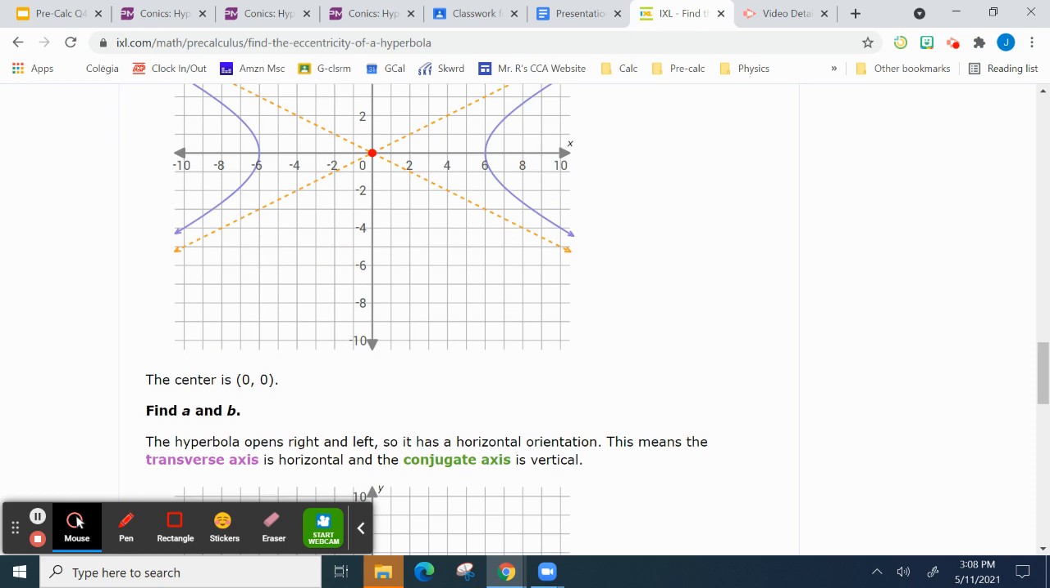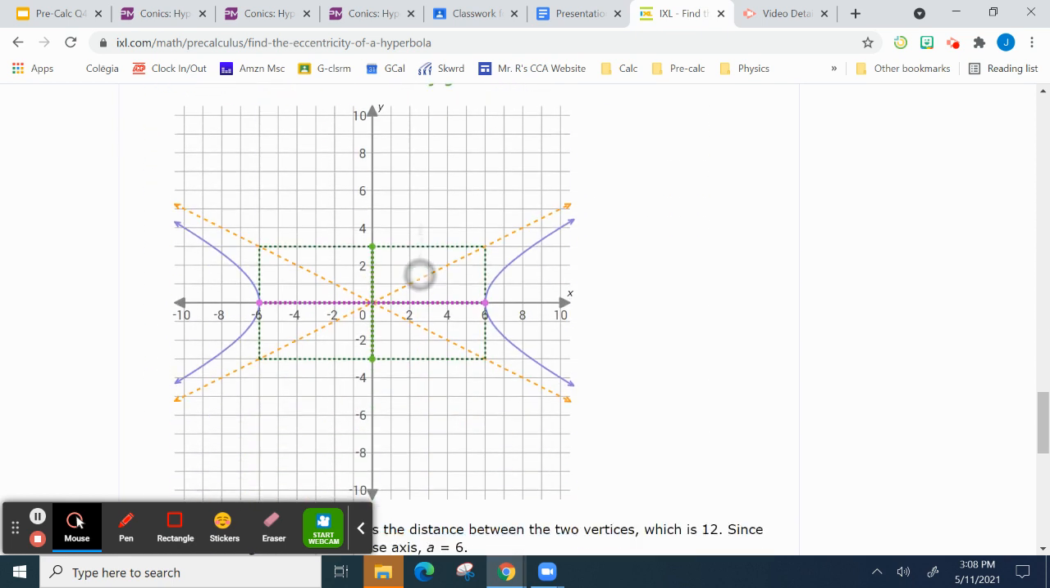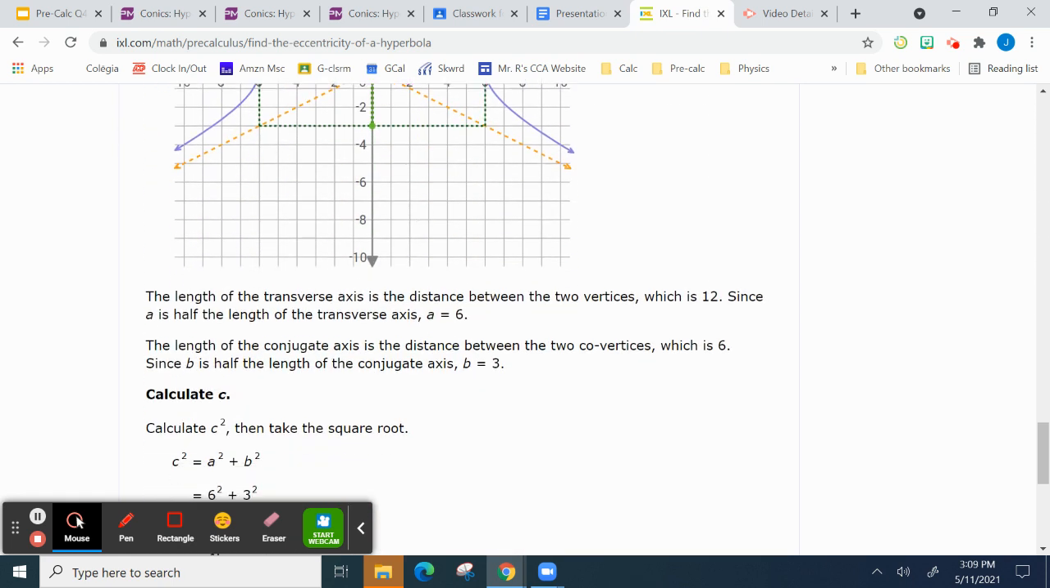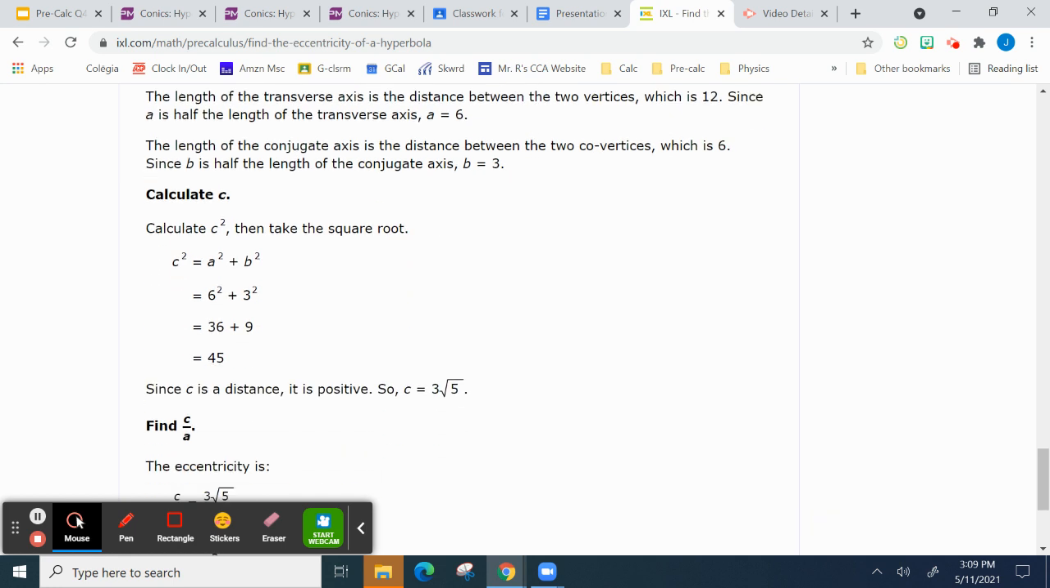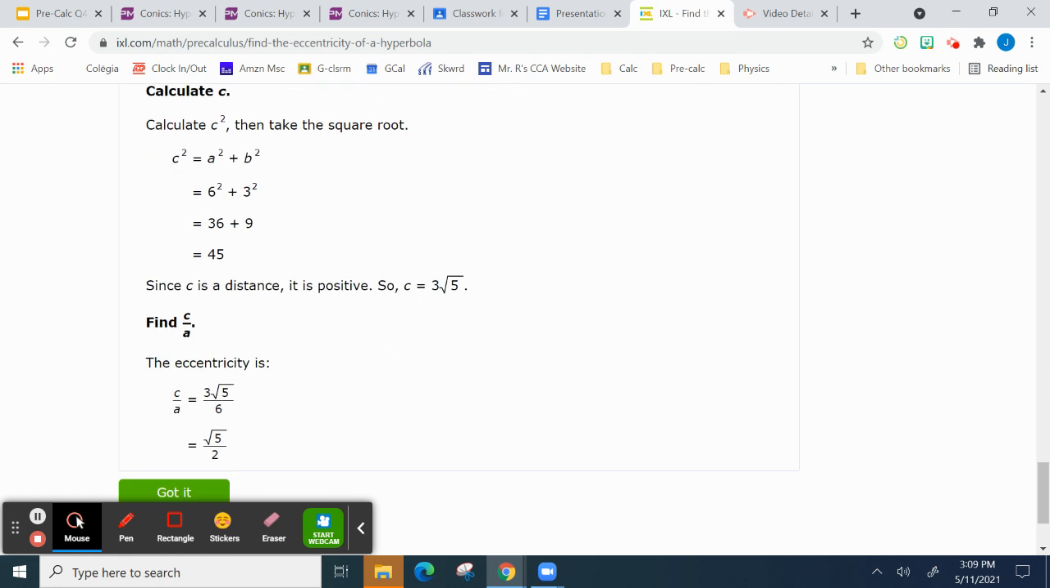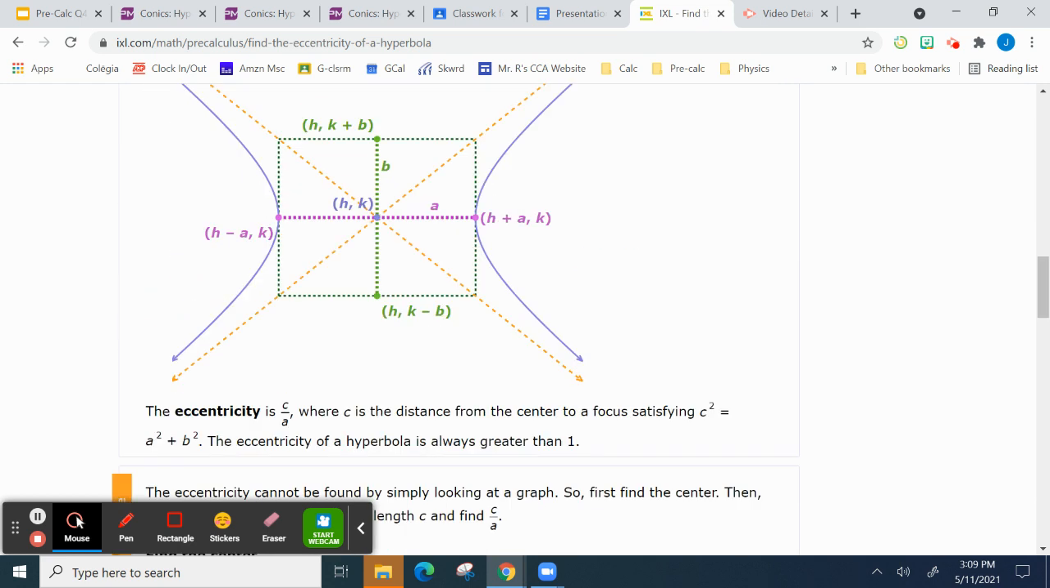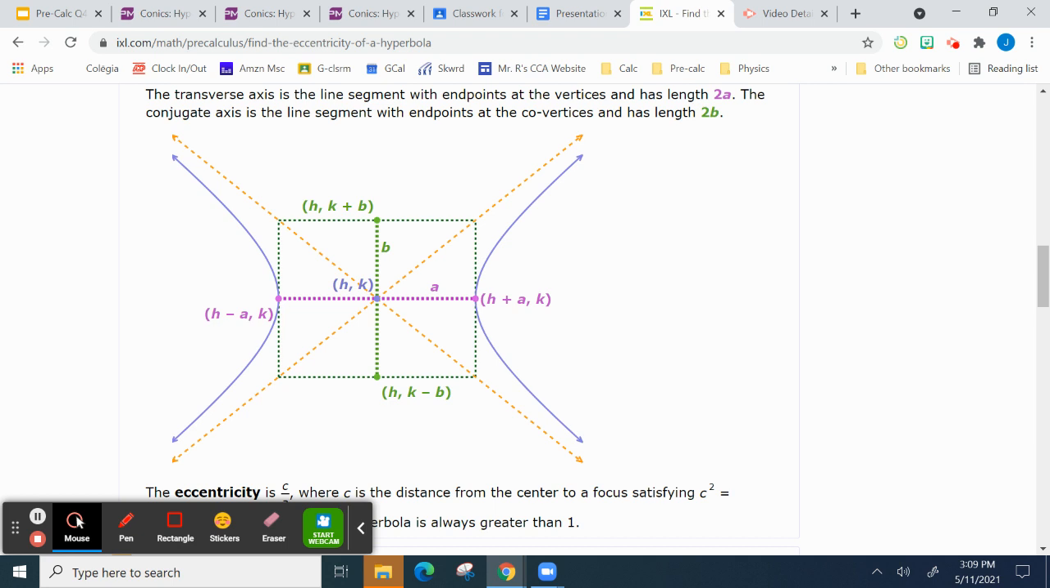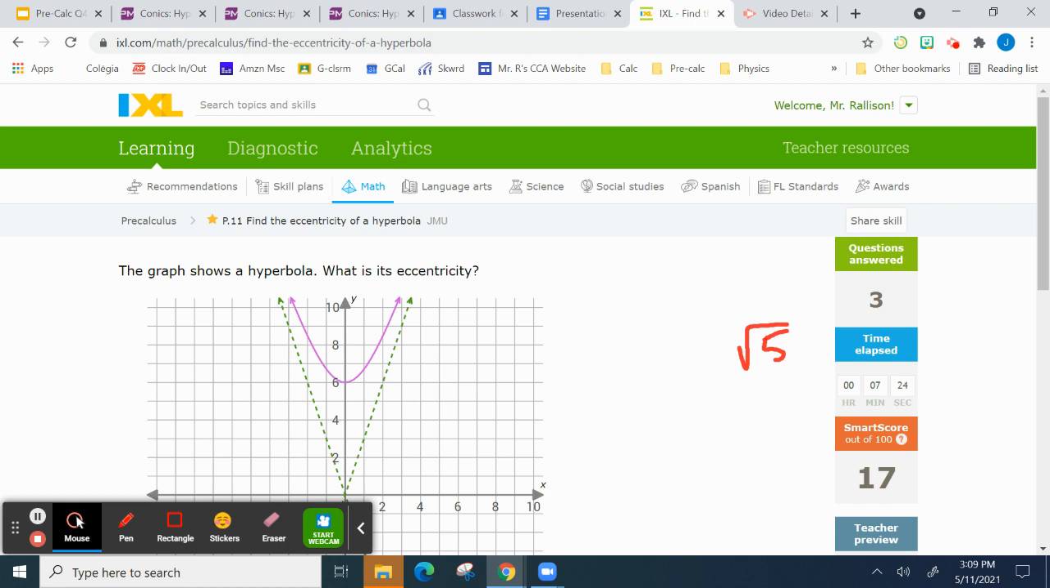All right, we found the center. A and B. Did I get A or B wrong? A is 6, B is 3. 45. 3 root 5. Oh, 3 over 6. Duh. I probably shouldn't say duh to myself, but whatever. Okay, let's erase that.